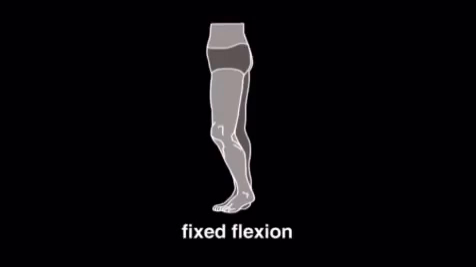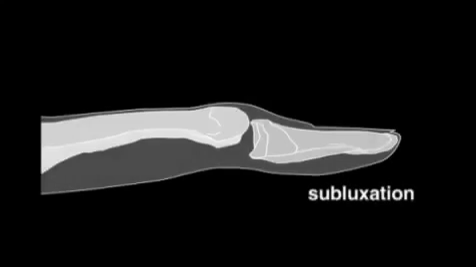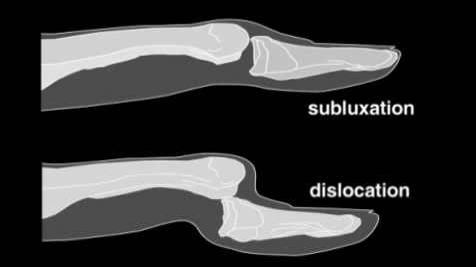Fixed flexion, the joint is unable to extend, so is always in some degree of flexion. Hyperextension, excessive extension. Subluxation, the bones at each side of the joint have slipped relative to each other, but their ends are still in contact and articulate. Dislocation, the bone ends each side of the joint are no longer in contact.